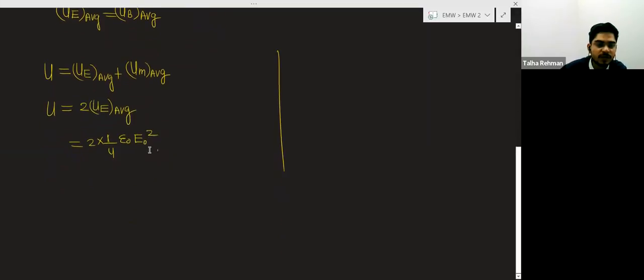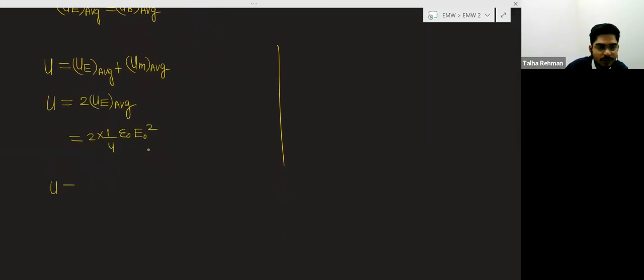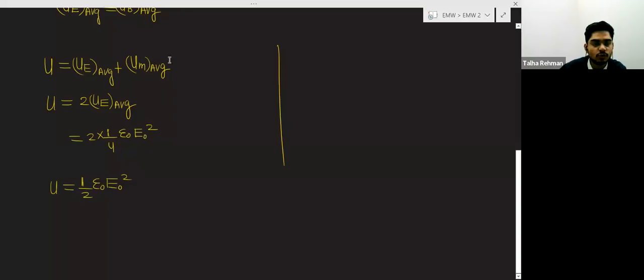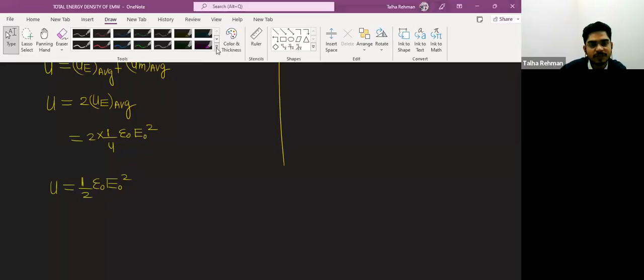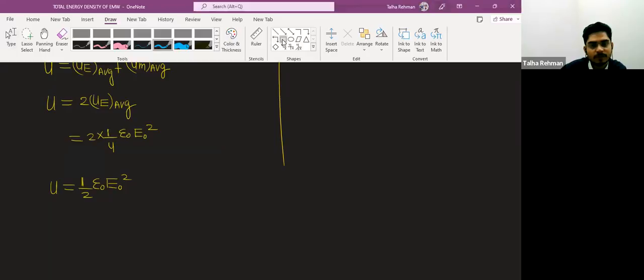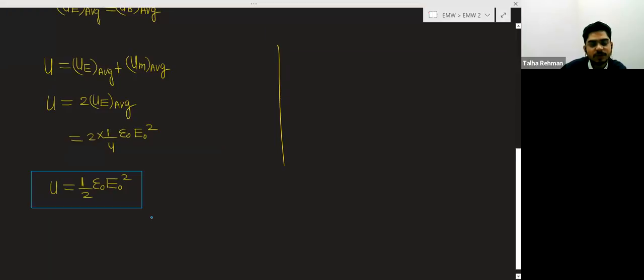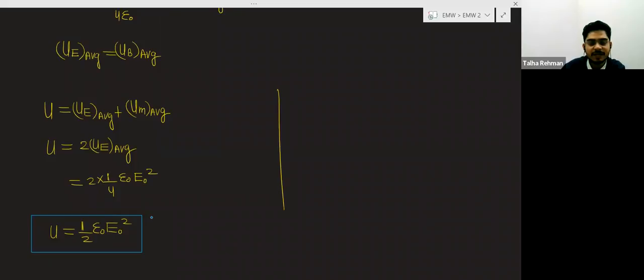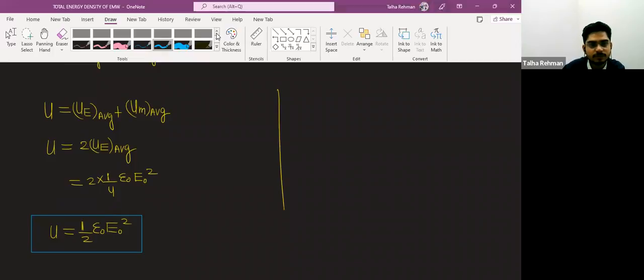So what will be the total energy density of the electromagnetic wave? Half epsilon naught into E naught square. This is the total value of the energy density of the electromagnetic wave. So this is in terms of the peak value of the electric field. We can write in terms of the magnetic field also.